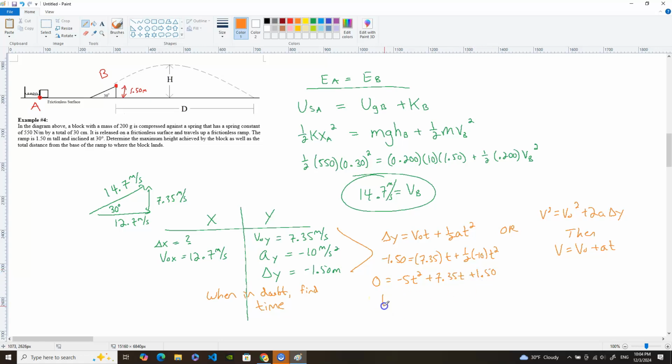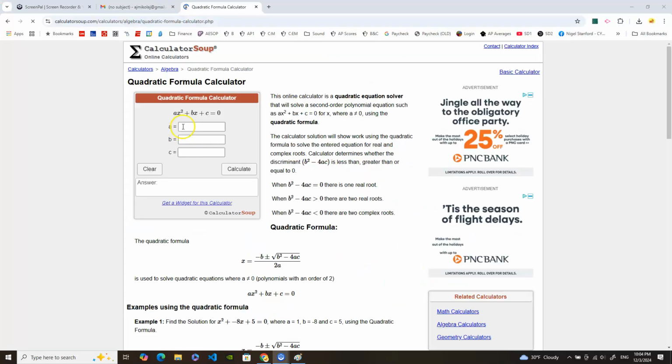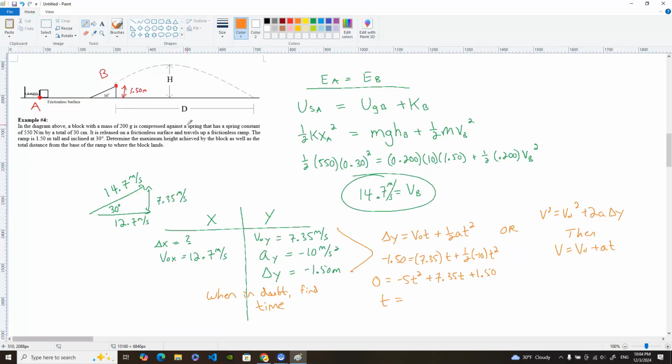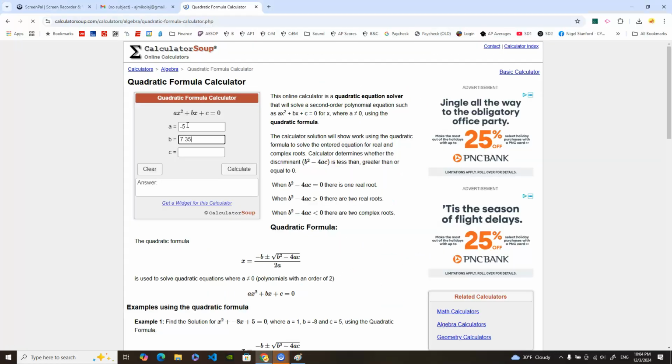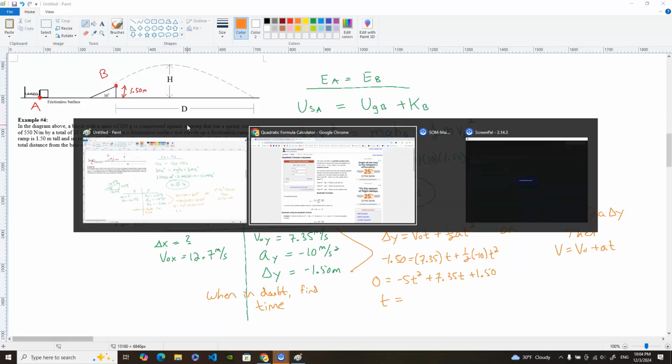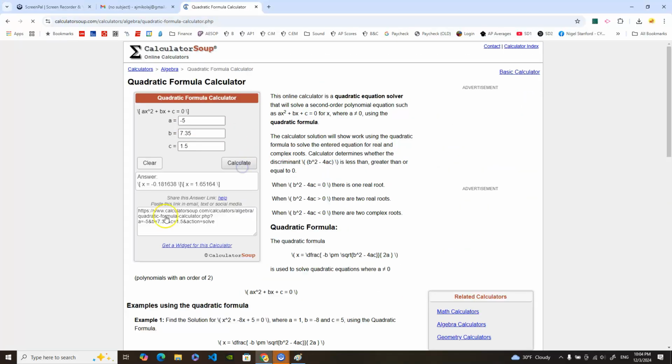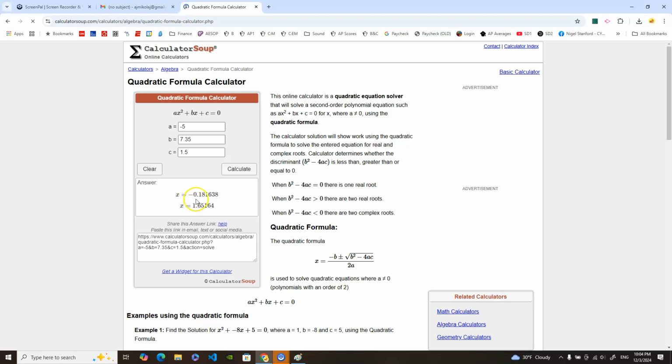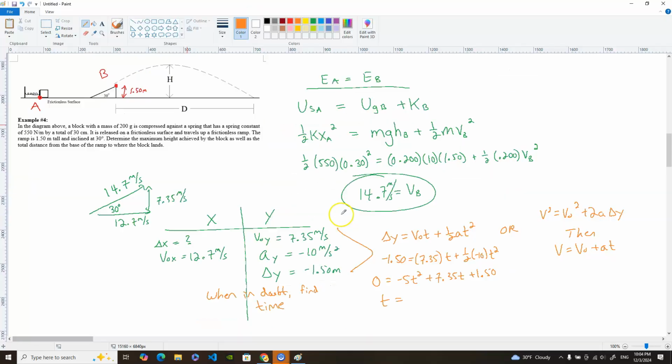So I do have it set up here. I'm going to plug in my values, 7.35, and this one was 1.5. Calculate. It did not go backwards in time, so we're going to go with 1.65 seconds. So t is 1.65 seconds. I can put t here, 1.65 seconds.